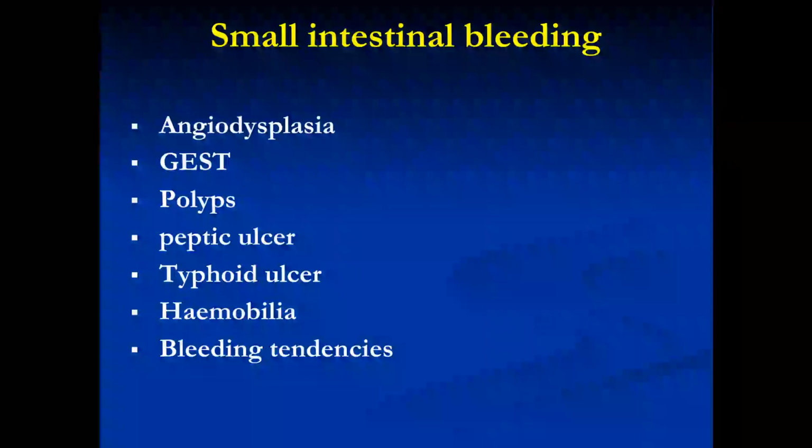Small intestinal causes like angiodysplasia, GIST, gastrointestinal stromal tumor, polyp, peptic ulcer, typhoid ulcer, hemophilia, and bleeding tendency.